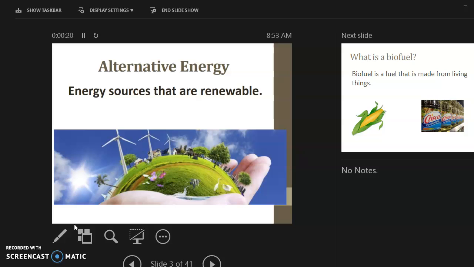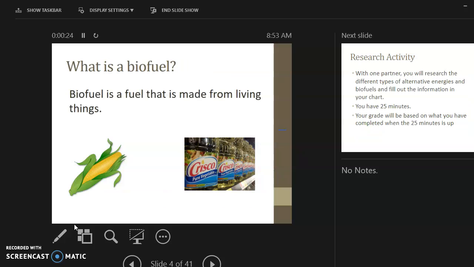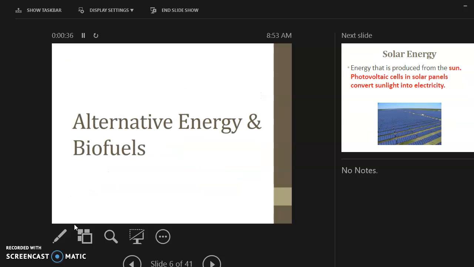So, what is alternative energy? Alternative energy is energy sources that are renewable. What is a biofuel? A biofuel is a fuel that is made from a living thing, such as plants. That's our main source of biofuel. So we're going to talk about some alternative energy and biofuel examples.